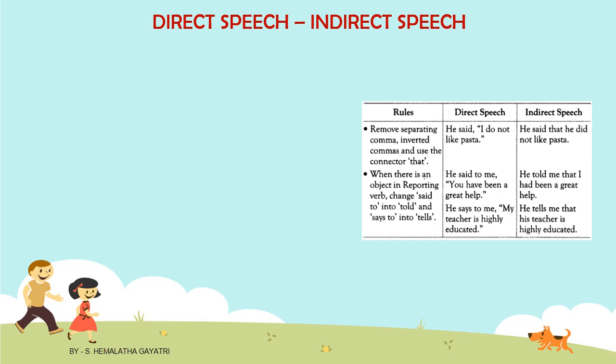Okay, now let us look at the examples. He said to me, you have been a great help. Said to is there. So how we are going to change that? He told me that I had been a great help. Okay. So said to changed. You have been. So it is you means I. So now I'm changing that particular pronoun there. I had been. Have been will become had been.